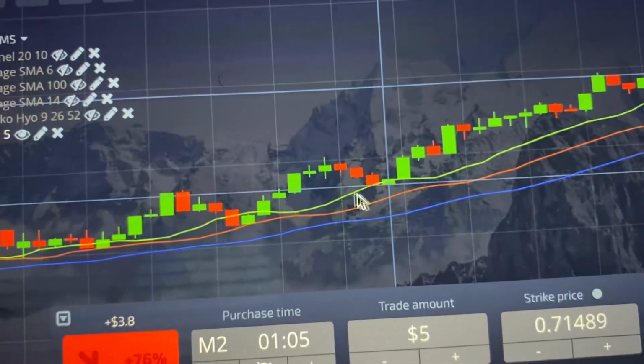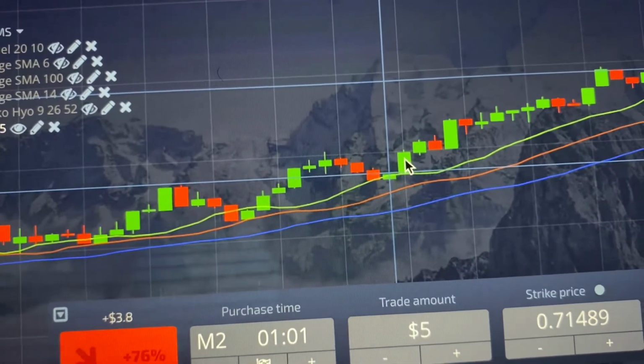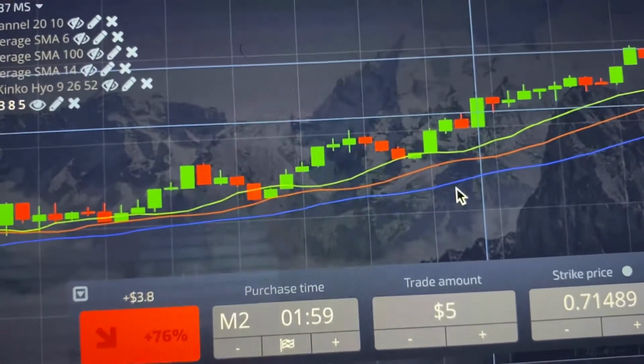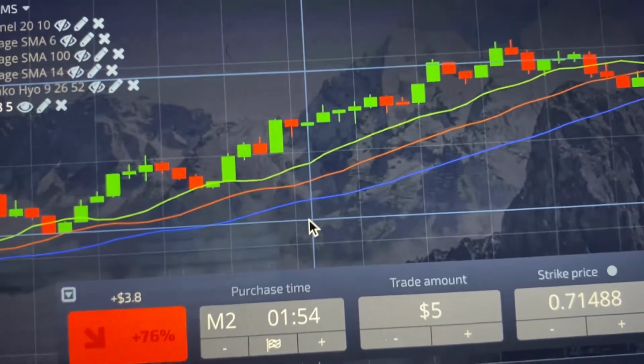Depending on your entry point, of course. Here, enter here, minute 1, 2, 3, 4, 5. So when you see something like the alligator and the mouth is open and you know you're in a good trend, that's actually a really good strategy.